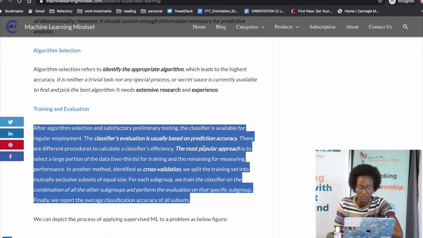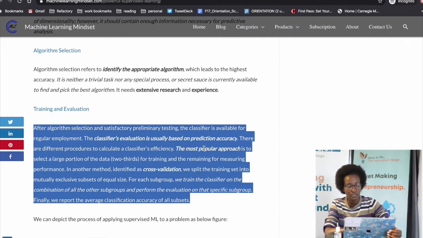Okay. In another method, identified as cross-validation, we split the training set into mutually exclusive subsets of equal size. For each subgroup, we train the classifier on the combination of all the other subgroups and perform evaluation on the specific subgroup. Finally, we report the average classification across all subsets. Okay, so I'm not going to delve deep. There's a lot of content here, but the point is, after selecting your algorithm, we are going to train.